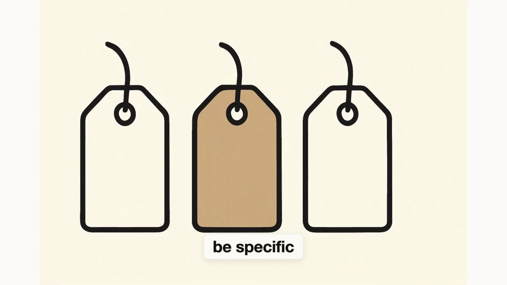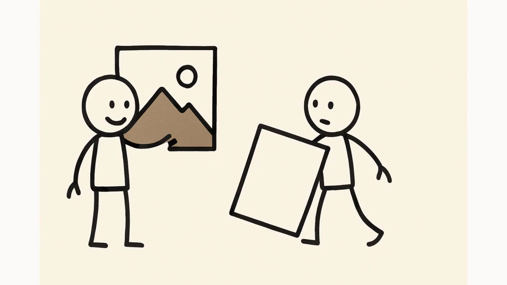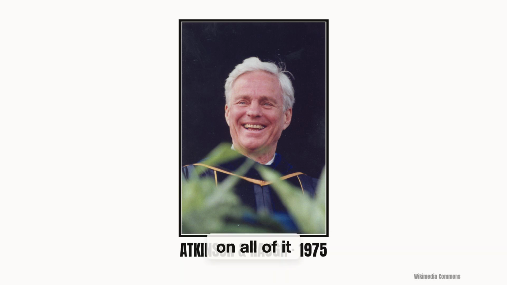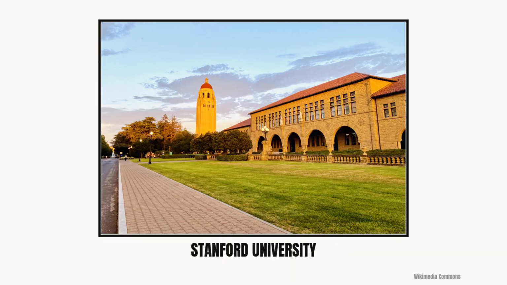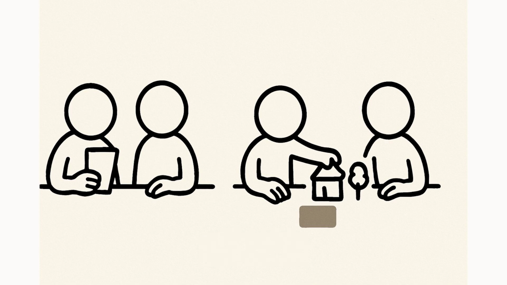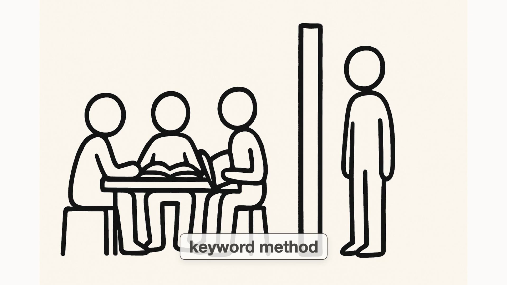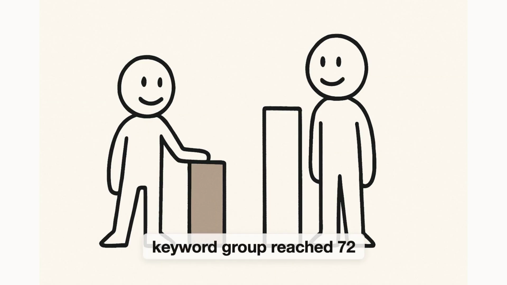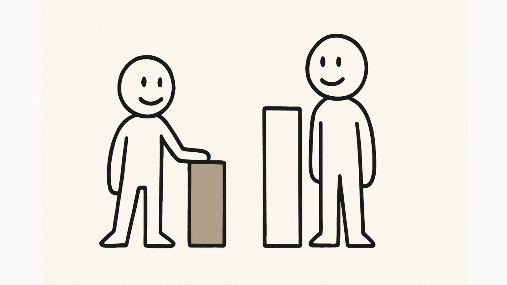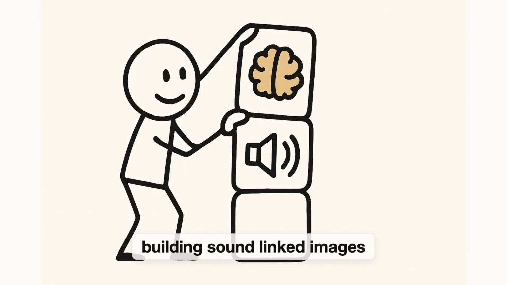The image has to be specific, interactive, and strange, or it is only decoration. Which brings us to the study that put a number on all of it. In 1975, Atkinson and Roth at Stanford taught students Russian vocabulary. One group used standard rote repetition. The other used the keyword method. The rote group recalled about 46%. The keyword group reached 72%. Same words, same study time, from nothing but building sound-linked images.